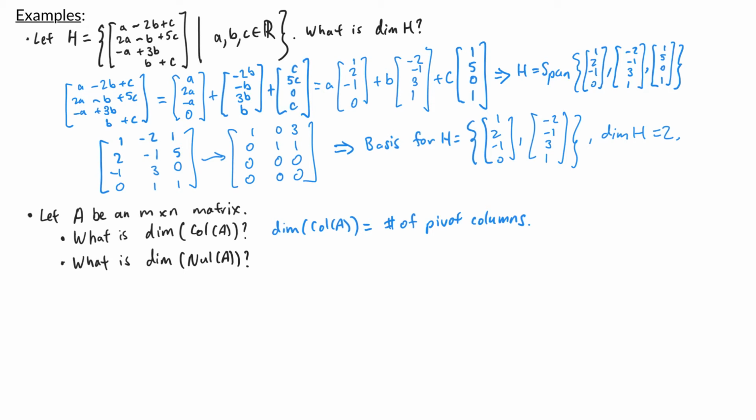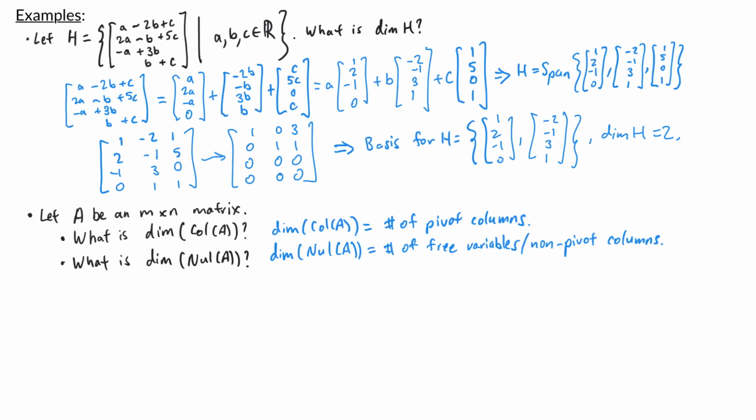So now, what about the dimension of the null space? To find the basis for the null space of a matrix, we want to solve the homogeneous equation A times x equals the 0 vector. After row reducing our matrix, we write our solution in parametric vector form. And the vectors that we see are a basis for the null space of A. Now, how many vectors do we have? Well, we have one vector for each free variable. So the dimension of the null space of A is the number of free variables I'll have after row reducing our matrix. Or we can think about this as the number of non-pivot columns that we have in the matrix.